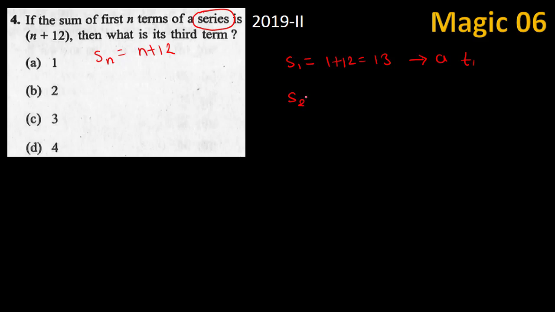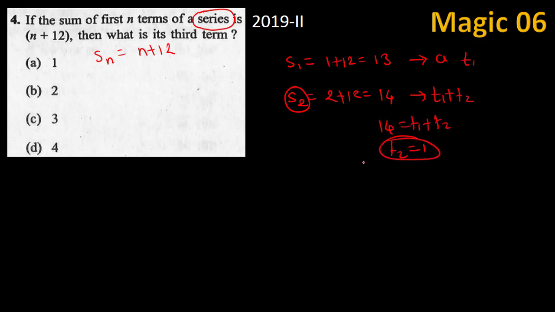What will be S2? S2 is 2 plus 12, which is nothing but 14. And this is T1 plus T2, because S2 is the sum of the first two terms. If T1 is equal to 13, what will be T2? 14 is equal to T1 plus T2, so T2 is equal to 1. But they are asking the third term. Nothing, next. So S3 will be 3 plus 12, which is equal to 15.